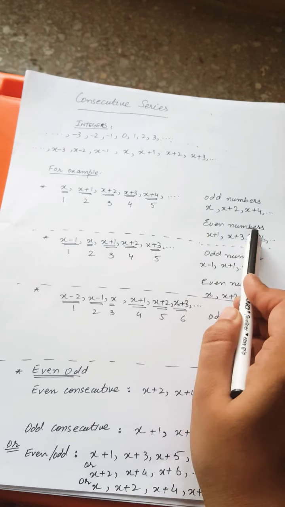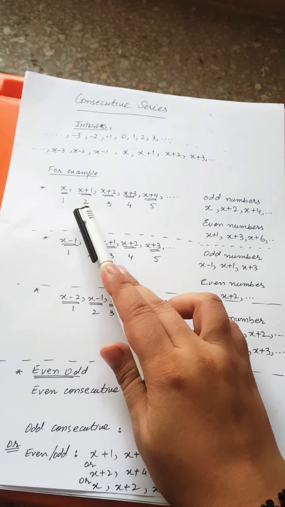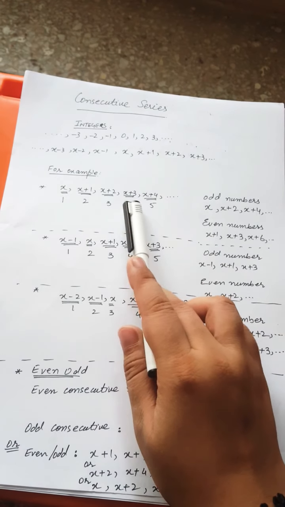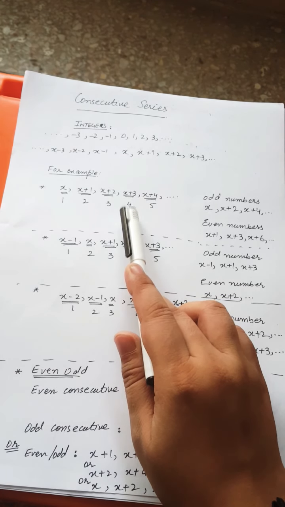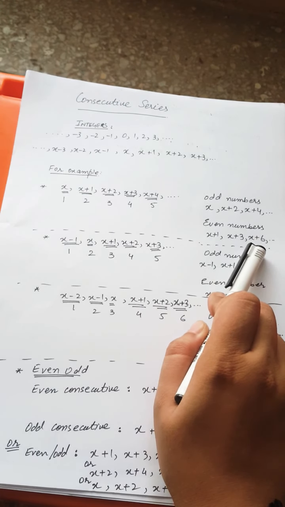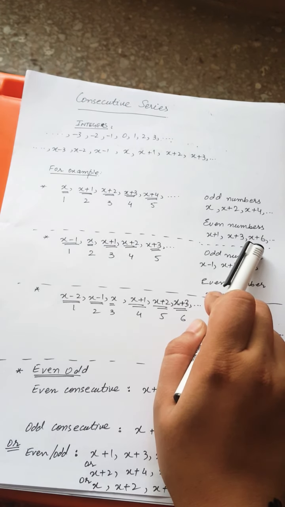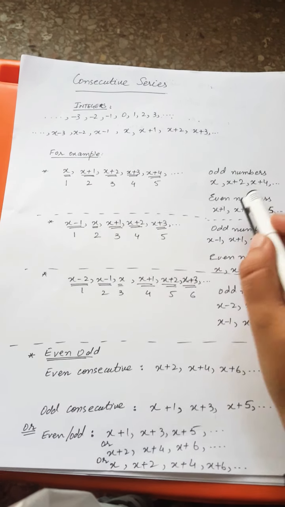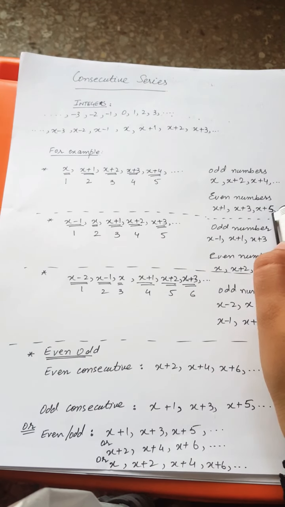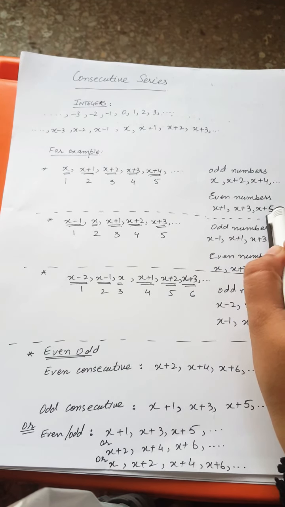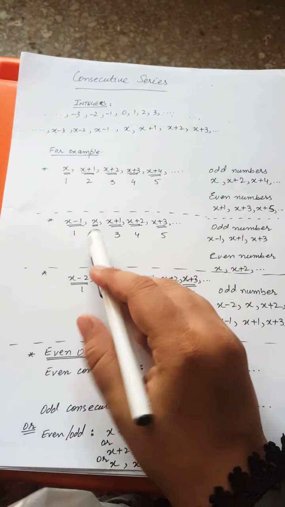When we look at even numbers, 2 is the even number, so x plus 1. X plus 3 is at fourth place and four is the even number, so x plus 3. Then the third term is x plus 5. So x plus 1, x plus 3, and definitely you are going to skip one value, and this is x plus 5. Now let's see another example.